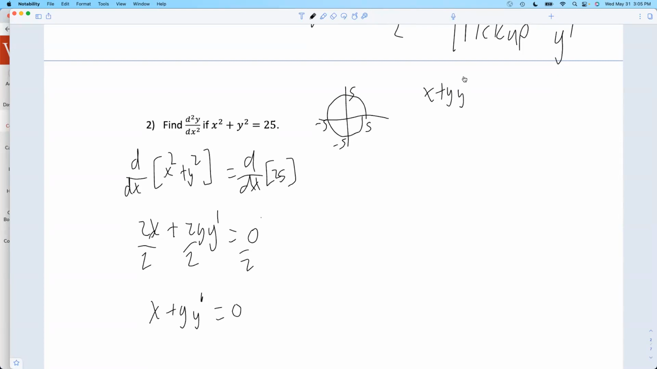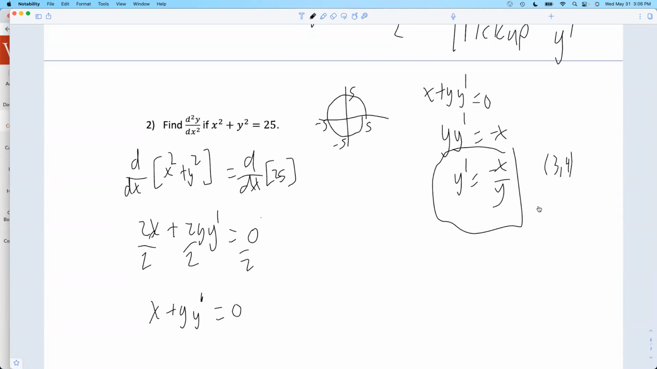x plus y y prime equals 0. Move the x over. Divide by y, and y prime is -x/y. So that formula right there tells you slopes of tangent lines to a circle. So the point, let's say (3, 4), is on that circle. Point right there, (3, 4). I could find the slope of that tangent line, which would come through like this.